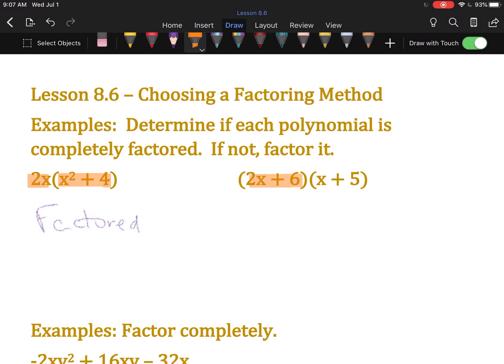In this example, we have 2x plus 6 as a term, and x plus 5. 2x plus 6 factors. They have a common 2 that can be taken out. I can take 2 away from 2x and 6. X plus 5 doesn't factor, so it just comes along for the ride. And 2 times x plus 3 times x plus 5 is the factored form.